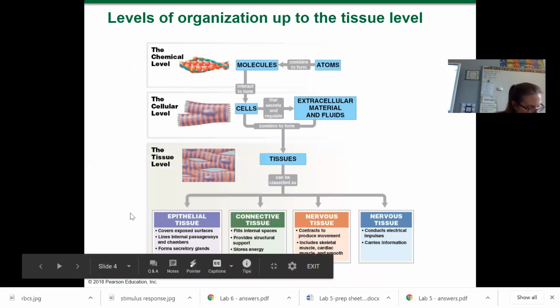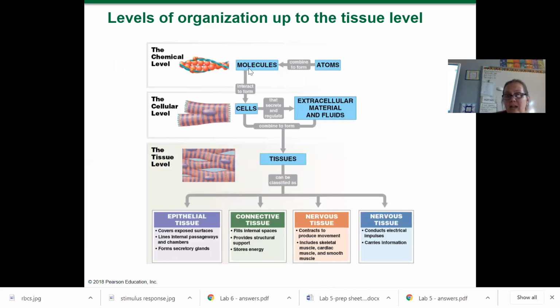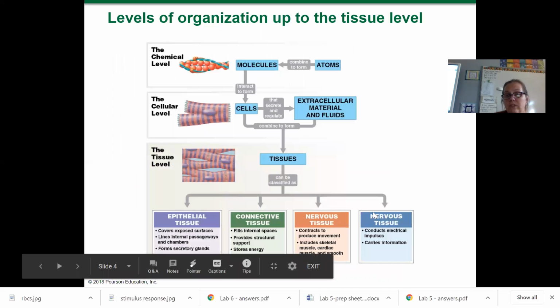This picture is also on page 143, and it overviews the hierarchy along with the 4 different tissue types. So we're going to go into these. This is a nice, real basic overview of all 4. Epithelial tissues are going to cover most surfaces and passageways. They also form some glands. Connective tissue fills internal spaces, providing structural support and energy.